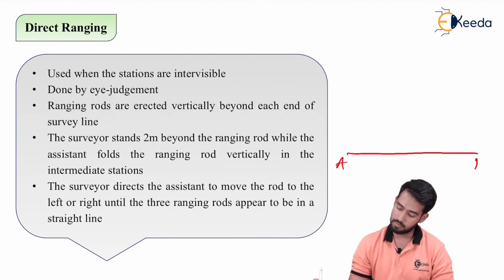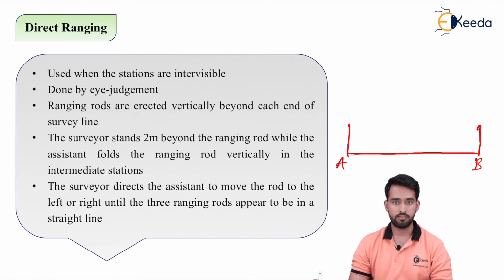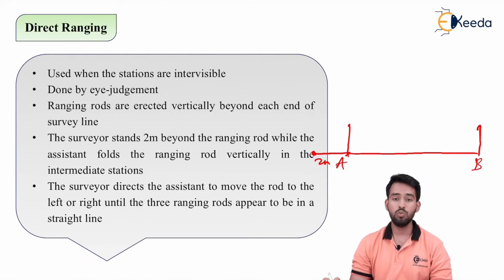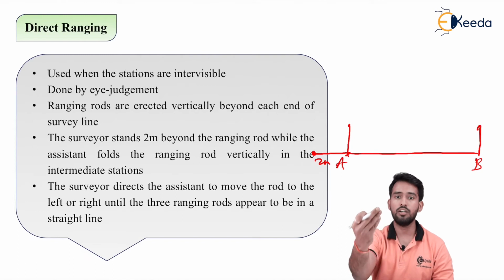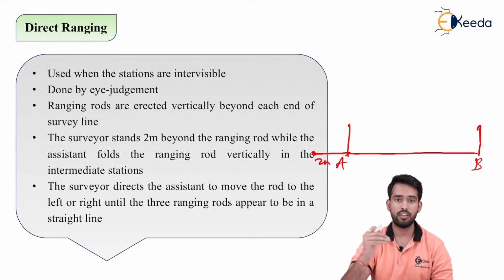Suppose AB is my survey line, so we have erected a ranging rod at A as well as at B. The surveyor has to stand 2 meters beyond your ranging rod and be seated on his knees. You have to close one eye and bisect the foot of your ranging rod from A to the ranging rod at B, and you have to adjust yourself in the line of AB because A and B are fixed points that cannot be moved.